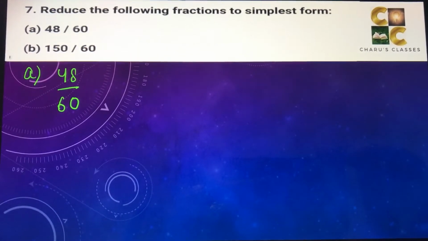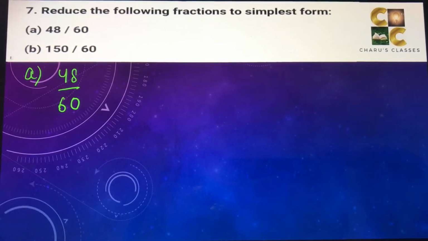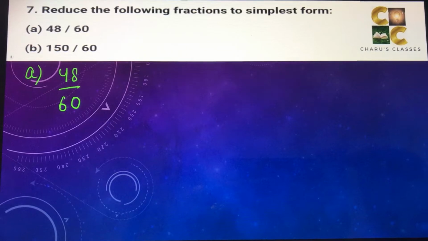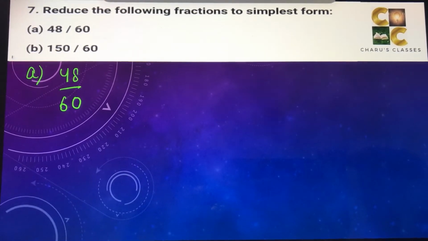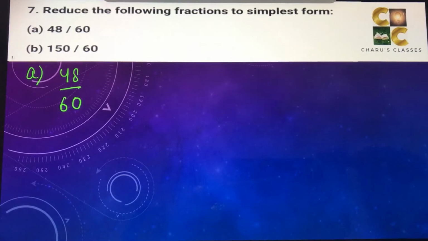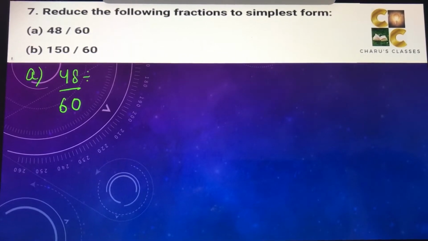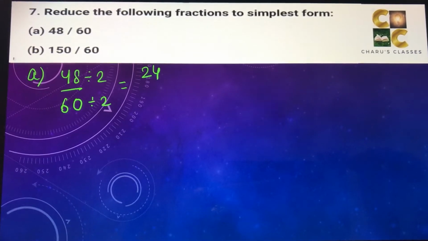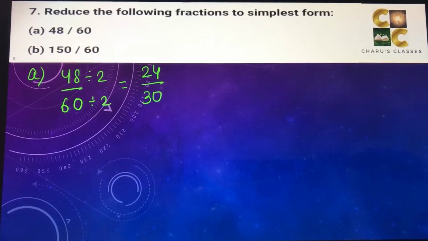So again there are two ways of doing it. पहले तो आपको जो भी पता है कि ये दोनों नंबर, for example ये दोनों इवन नंबर हैं, so definitely they will come in the table of 2. तो हम इसको दोनों को 2 से डिवाइड कर लेते हैं. तो 48 को 2 से और 60 को 2 से जब आप डिवाइड करोगे तो आपको मिलेगा 24 by 30.